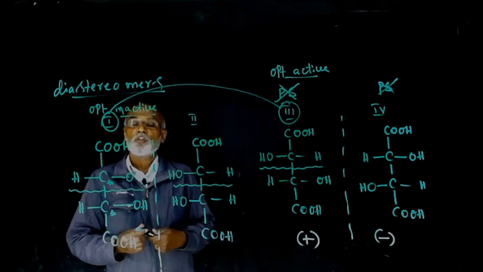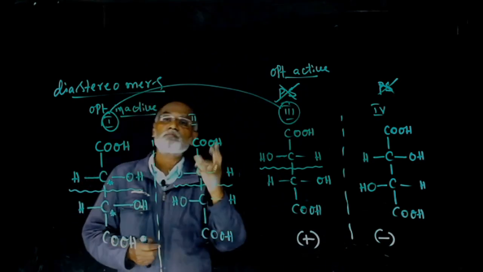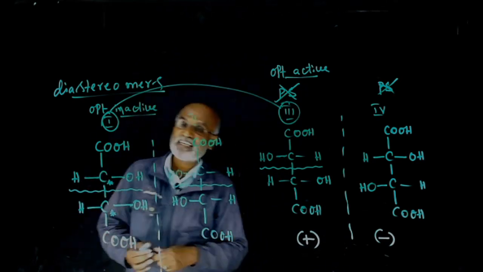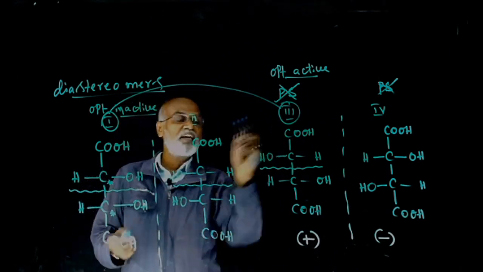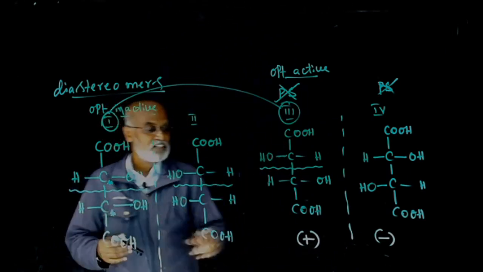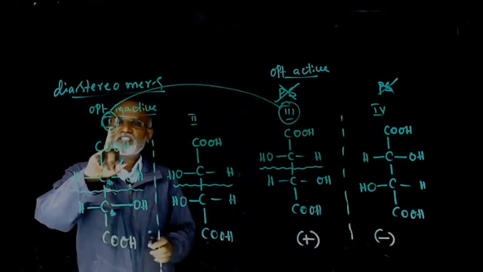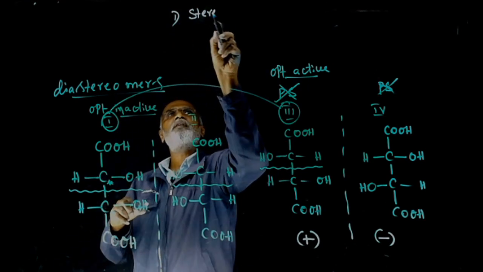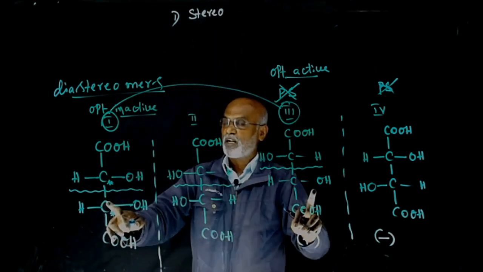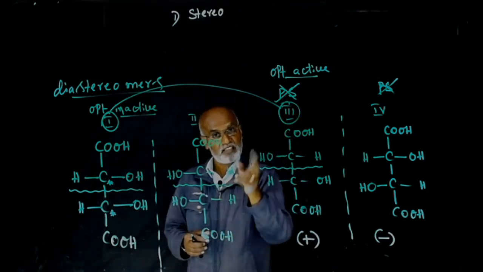Remember, those which differ in the orientation of atoms and groups in space are called stereoisomers. Structure 1 and 3 are the stereoisomers. Structure 3 and 4, they are optical isomers. Now, structure 1 and 3 are the stereoisomers, because with the same molecular formula, they differ in the orientation of atoms and groups in three-dimensional space.